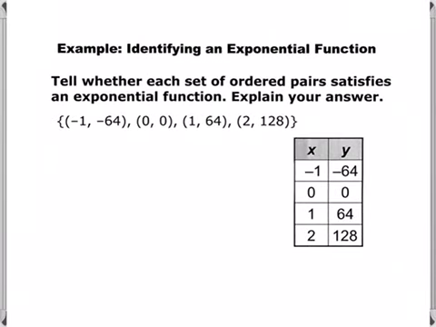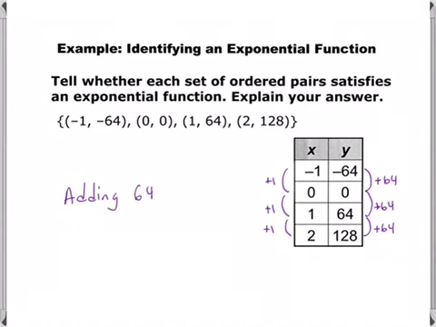In the next example, we look at the pattern again. From negative 1 to 0, that's adding 1. From 0 to 1, that's adding 1. And from 1 to 2, they're adding 1. But at our y values, from negative 64 to 0, they're adding 64. 0 to 64, we're adding 64 again. And 64 to 128, you're adding 64 again. Since we're adding by a constant, in this case adding 64 each time, this is not exponential, it's linear.